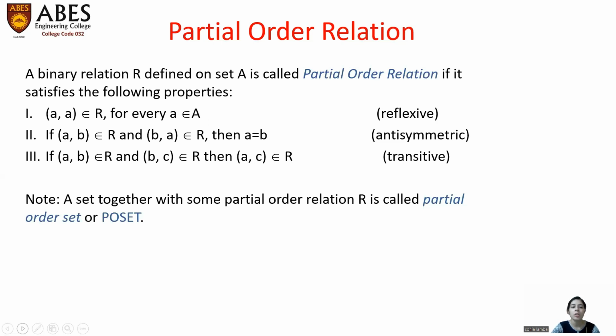Here, an important note is that if a set is there with some partial order relation, then together they are said to be a partially ordered set, or poset.